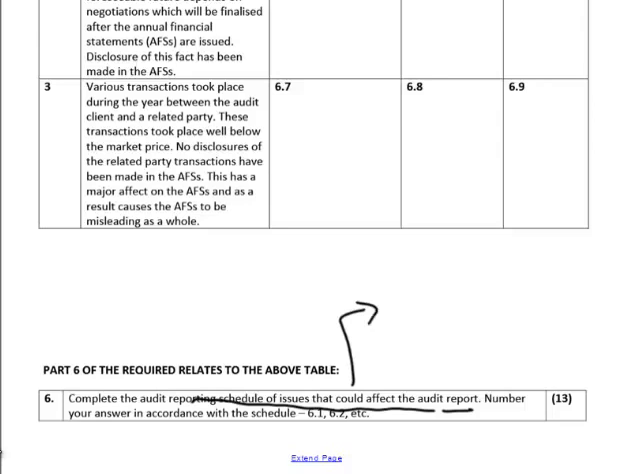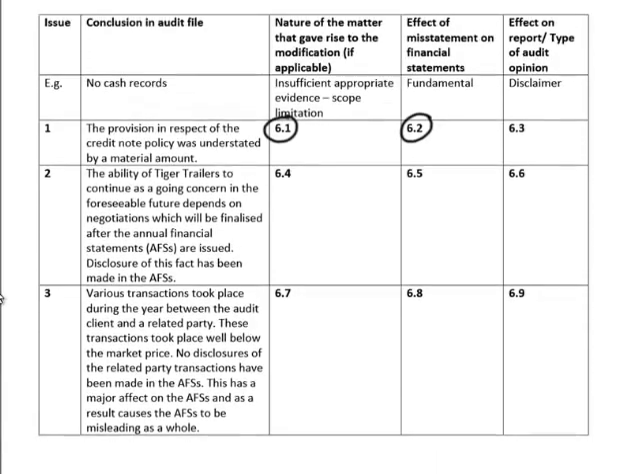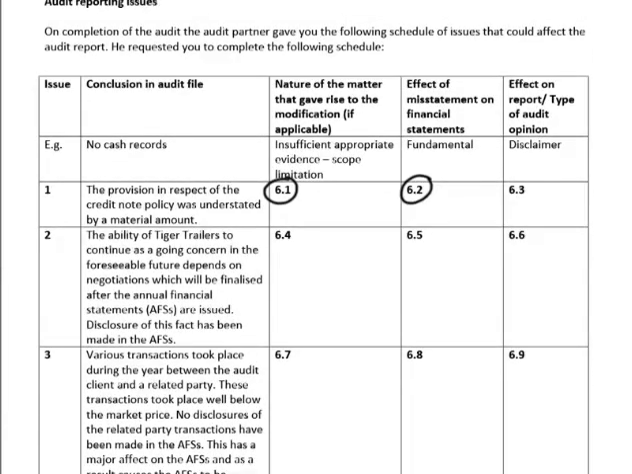So obviously in your solution, you would say 6.1 and you'd fill in the solution. 6.2 and you'd fill in the solution. But for our purposes, we're just going to fill it in directly on the table here. So they've given us an example. It says, if the conclusion in the audit file is, for example, that there are no cash records, the nature of the matter, so what is the nature in this case? It says insufficient appropriate evidence, which would lead to a scope limitation. Now, the effect of the misstatements on the financial statements would obviously be fundamental. Cash is a fundamental area. And the effect on your report would be a disclaimer.